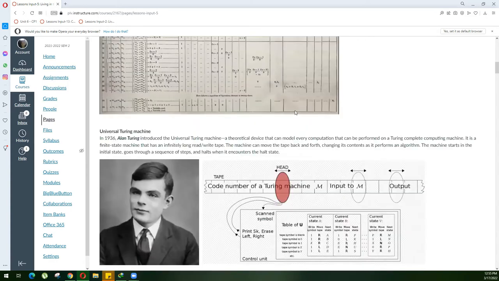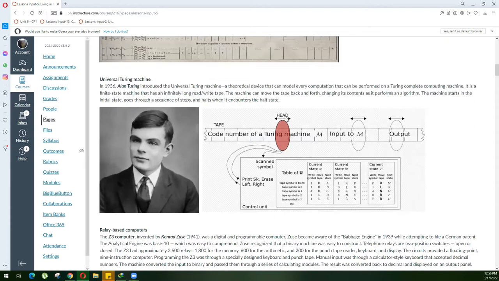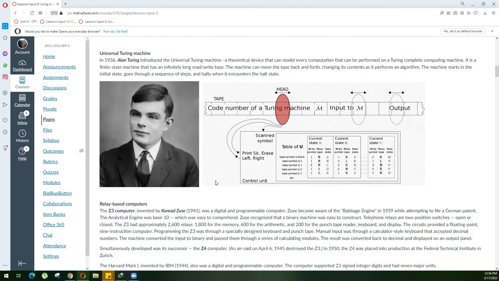Universal Turing machine. In 1936, Alan Turing, as pictured here, when he was 16 years old, introduced the universal Turing machine, a theoretical device that can model every computation that can be performed on a Turing complete computing machine. It is a finite state machine that has an infinitely long read-write tape. The machine can move the tape back and forth, changing its contents as it performs an algorithm. The machine starts in the initial state, goes through a sequence of steps, and halts when it encounters a null state.